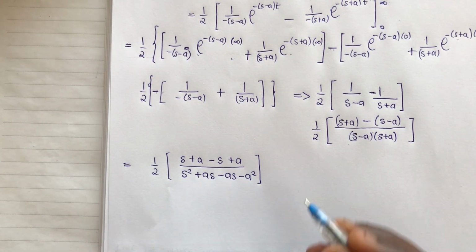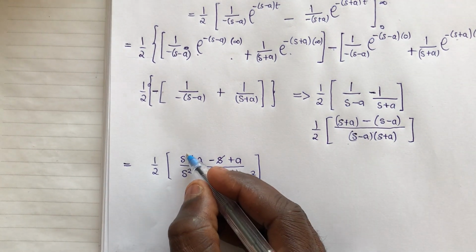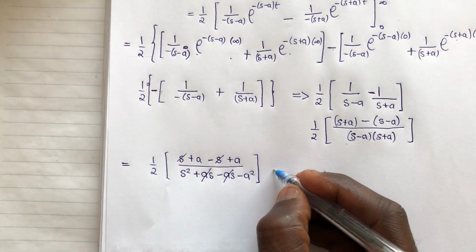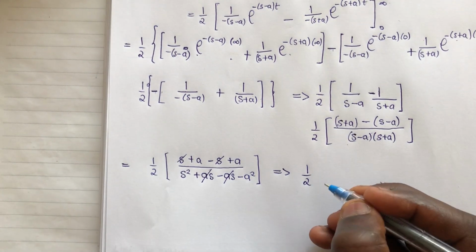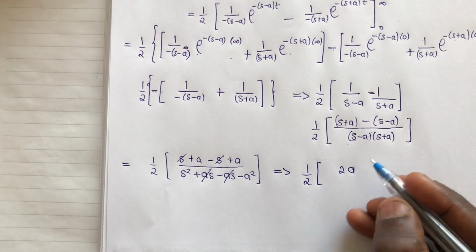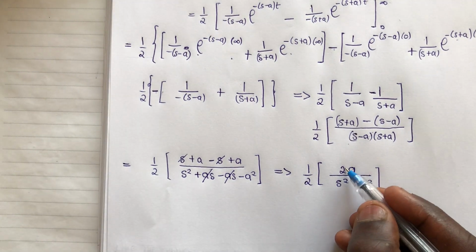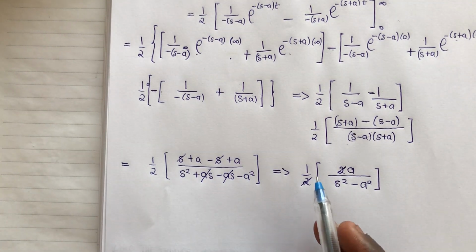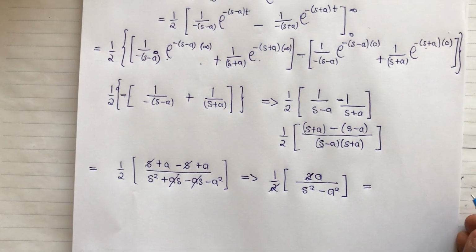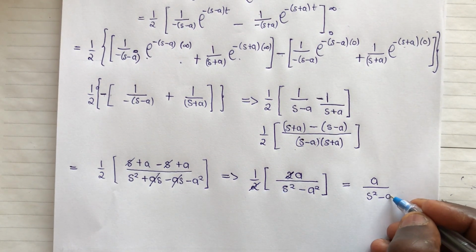You can close this. Now watch carefully. This and this are the same. This will now cancel. This and this are the same. This will now cancel, and we are left with what? 1 out of 2 into bracket. a and a will give us 2a divided by s squared minus a squared. This will now cancel this. You are left with 1. 1 times the bracket will give you the same result. So our final answer is equal to a over s squared minus a squared.